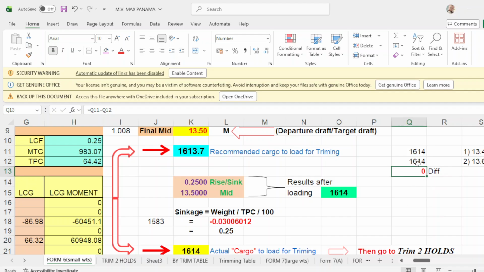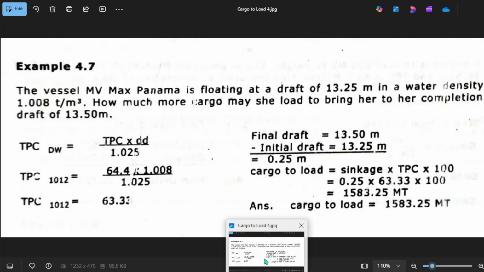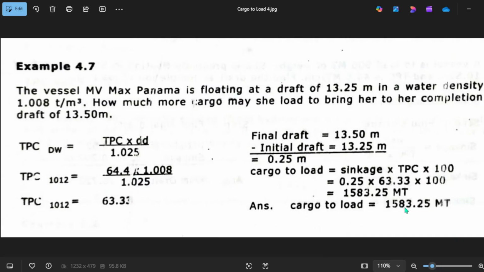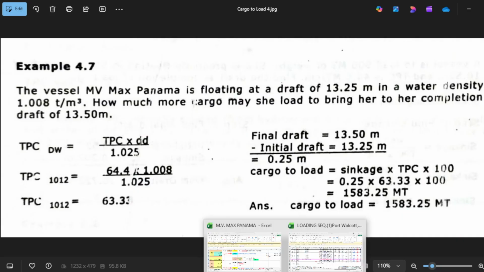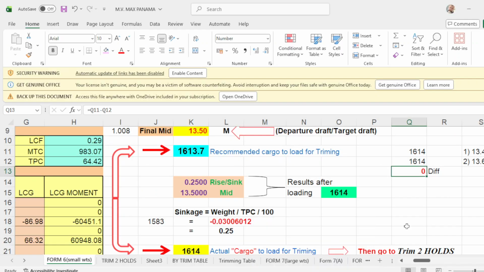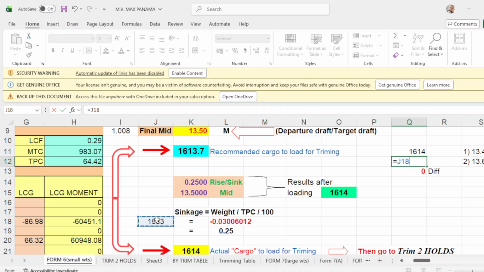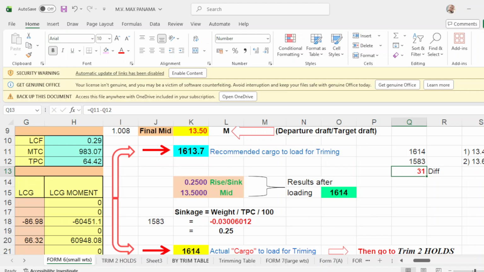Okay? Now, if you put this amount again of 1583, okay, which is 1583, put this one 1583, and you will have a shortage of 31 tons, but you still have the same drop of 1350. But I would rather use this 1614 and you have the same drop.